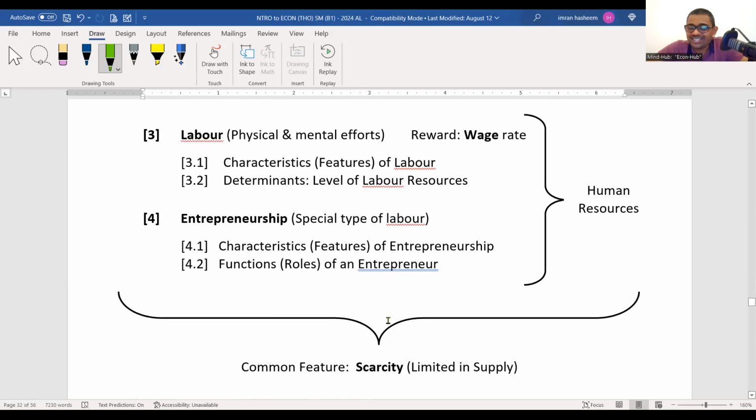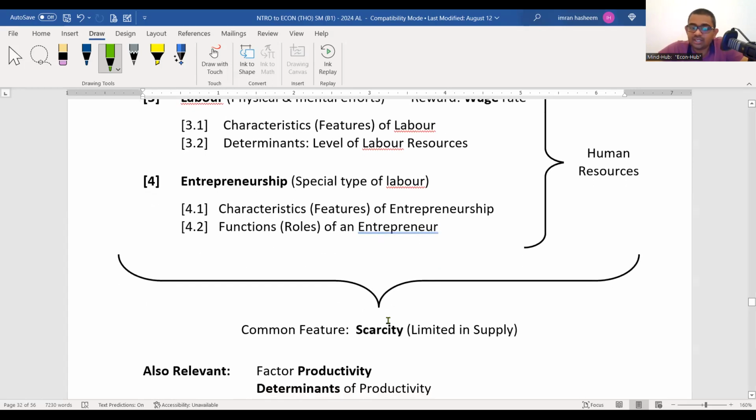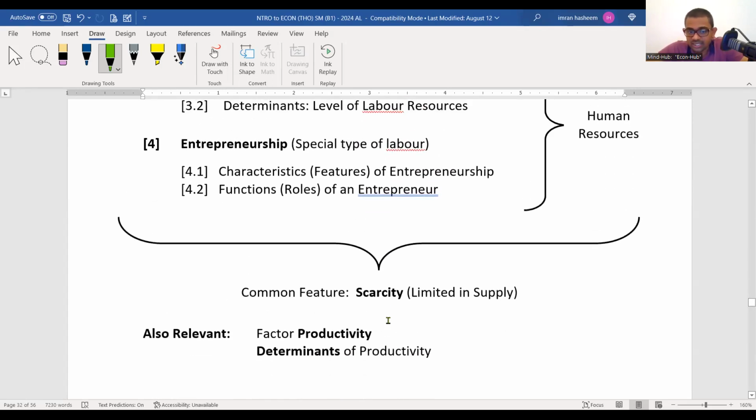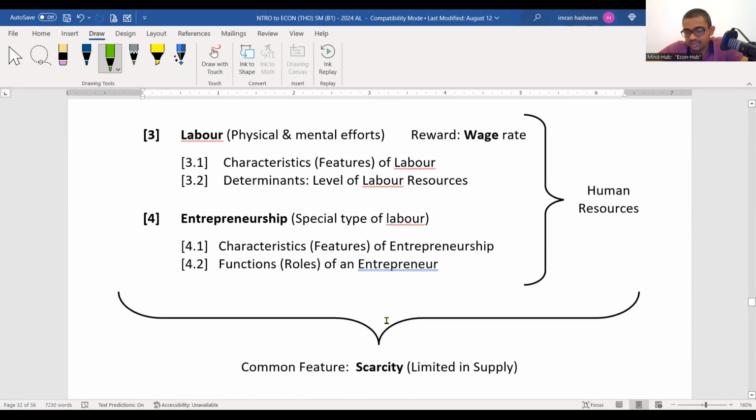All of these four economic resources, or these two broad categories of economic resources, property and human resources, have something in common. What is that? That is scarcity. They are limited in supply. That's what makes them economic resources. Broadly, we can call them factors of production. That's not wrong. But we have missed something here.